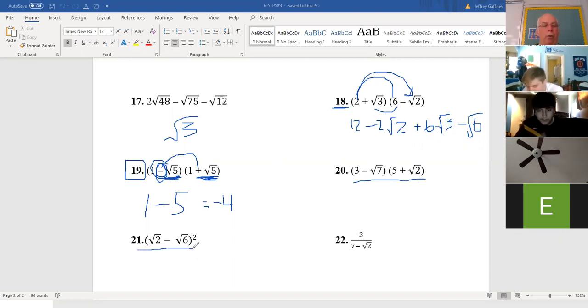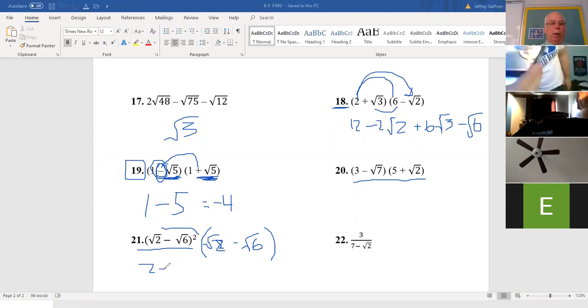This here is a FOIL too, right? So you're really just multiplying the square root of 2 minus the square root of 6 times the square root of 2 minus the square root of 6. Excuse me. All right? This is what you're doing. So let's see what happens here. Square root of 2 times the square root of 2 is 2, right? Square root of 2 times negative square root of 6 is the minus square root of 12.